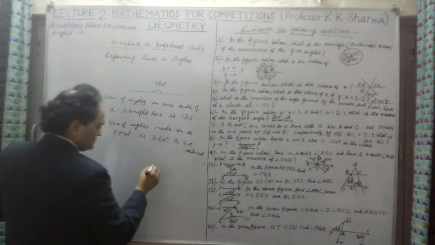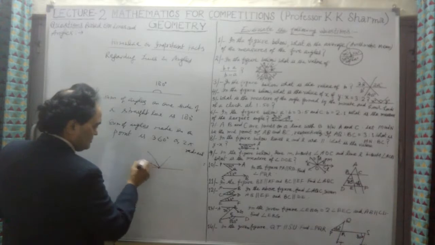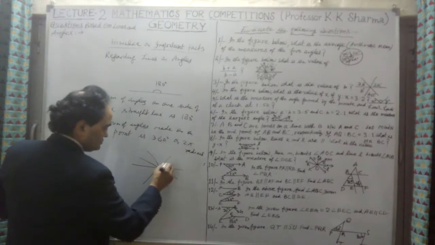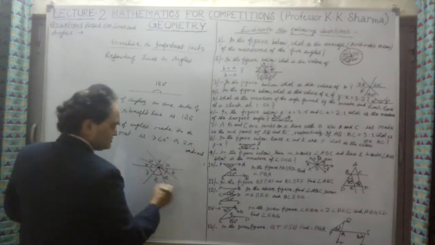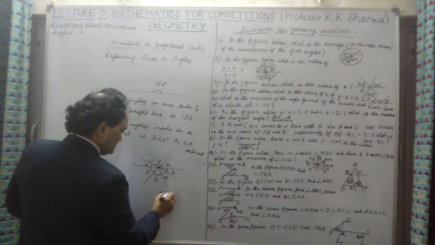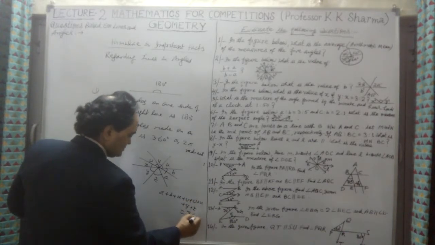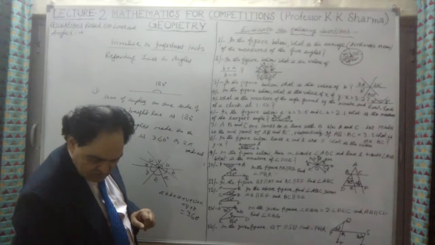For example, if I take a point and the total number of angles made around it, up and down, the sum of all these angles is 360 degrees. Suppose these are U, V, W, X, Y, Z, and this is A and B. The sum of all these angles is 360 degrees. So angle A plus B plus U plus V plus W plus X plus Y plus Z equals 360 degrees. This is about lines, and angles regarding a straight line only.